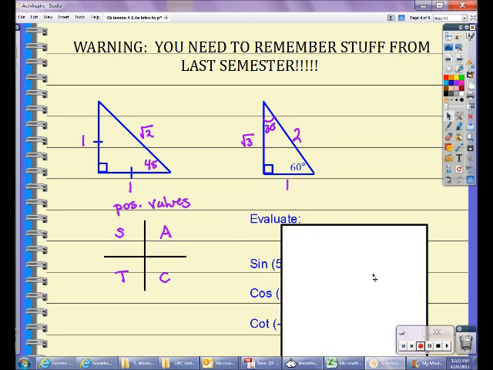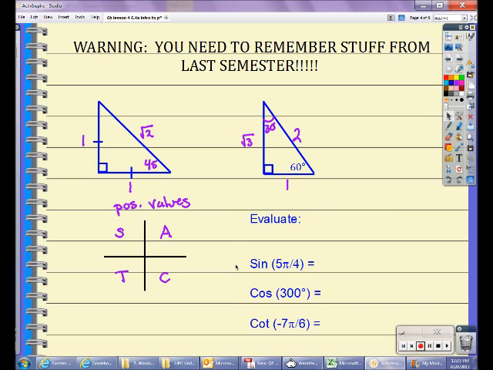So let's apply that. We're going to evaluate sine of 5 pi over 4. The first things I'm going to note are, well, 5 pi over 4 is in the third quadrant. I know because 4 pi over 4 is pi, or 180 degrees, here, and 5 pi over 4 is just a little bit more than that. It's here.